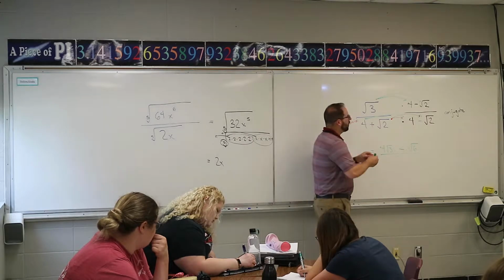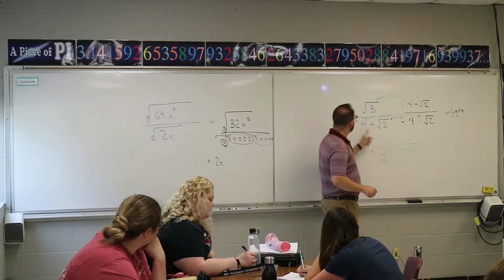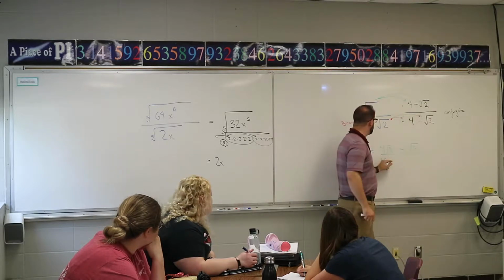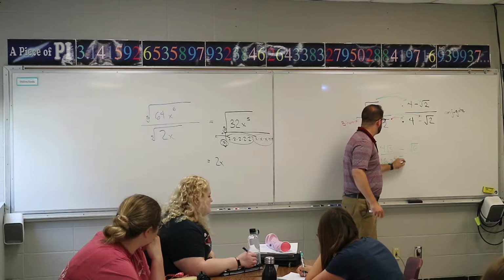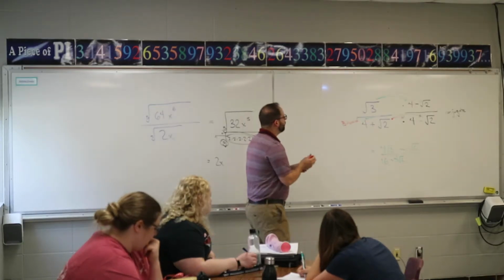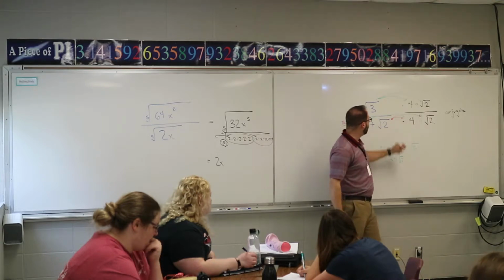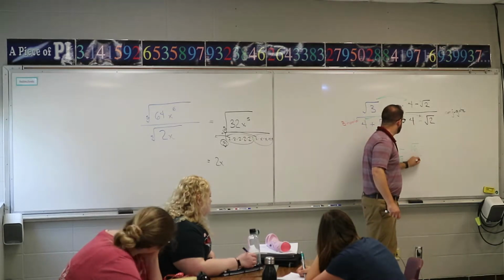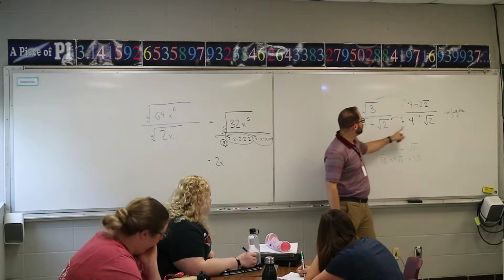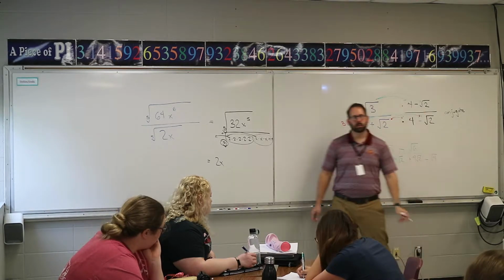So, here we go. I'll try to color code. 4 times 4 is 16. 4 times a negative root 2 is negative 4 root 2. So that's the first 4 times everything in the back. Now, color coding, root 2 times everything back here. Root 2 times 4 is 4 root 2. And root 2 times a negative root 2 is a negative square root of 4, because I can actually multiply root 2 times root 2.